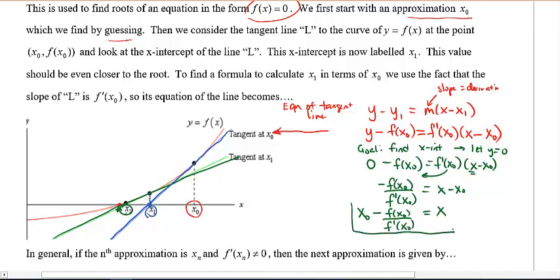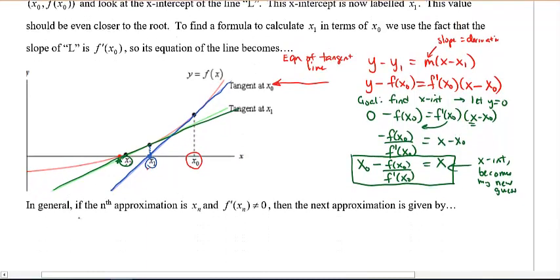This then becomes my new x. Sorry, I shouldn't say new. This is my x-intercept, which actually becomes what? x sub 1. This is my x-intercept that becomes my new guess. And then we repeat the process again. So really then, if I wanted to generalize this, in general, if the nth approximation is x sub n, provided of course that the derivative is never equal to 0, then the next approximation given is what?